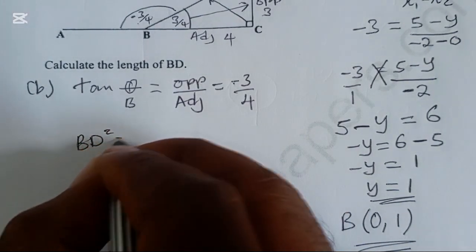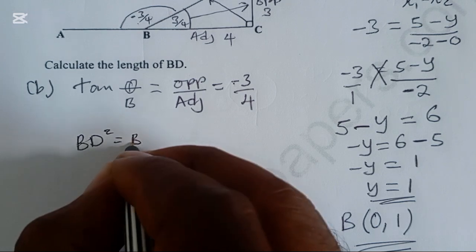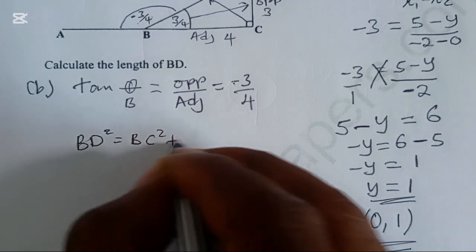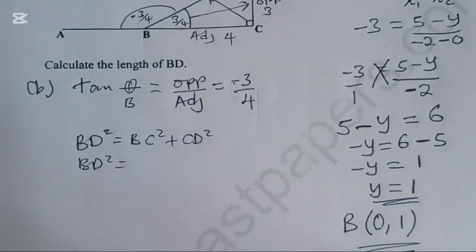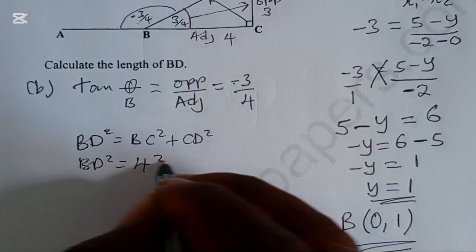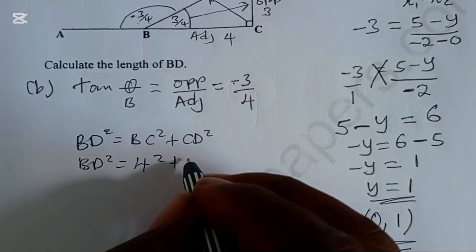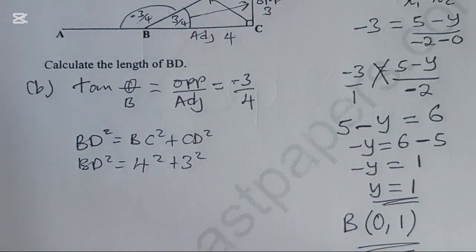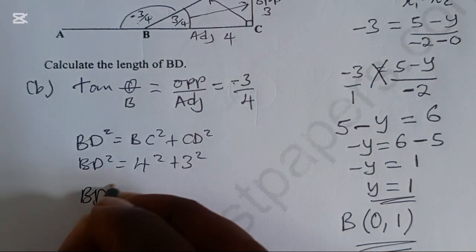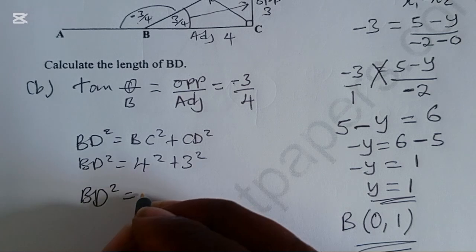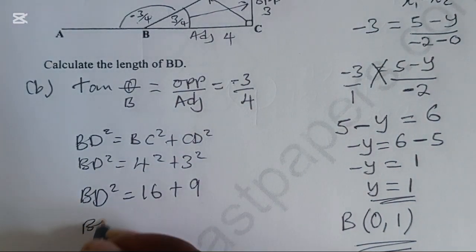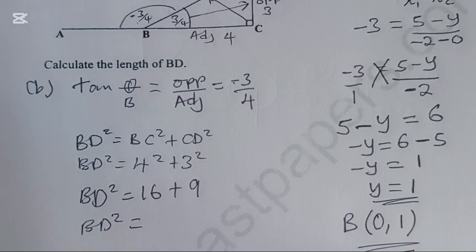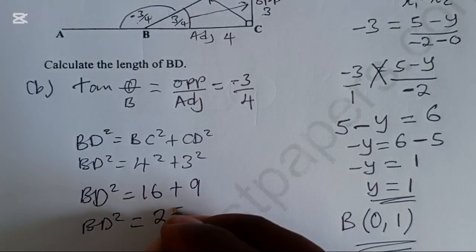So BD squared is equal to BC squared plus CD squared. So BD squared is equal to BC, it is 4 squared, CD, it is 3 squared. So BD squared is equal to 4 squared, that is 16, 3 squared, that is 9. So BD squared is equal to 16 plus 9, that is 25.